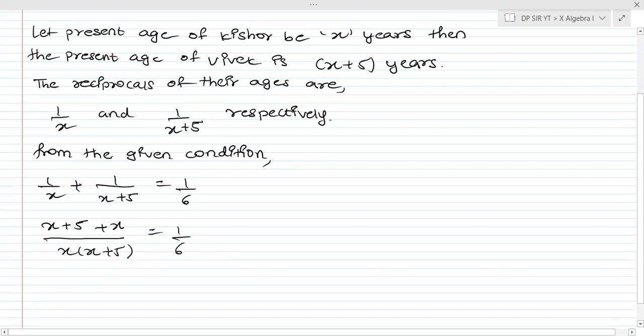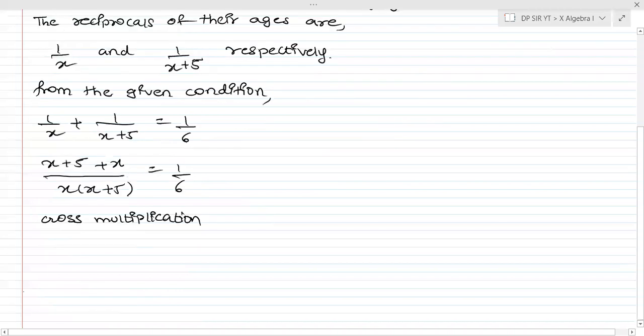Now I can do cross multiplication. I'm just writing it for you as a hint; we need not write. So cross multiplication gives 6 into x plus 5 plus x, which is 2x plus 5, is equal to 1 into x bracket x plus 5.